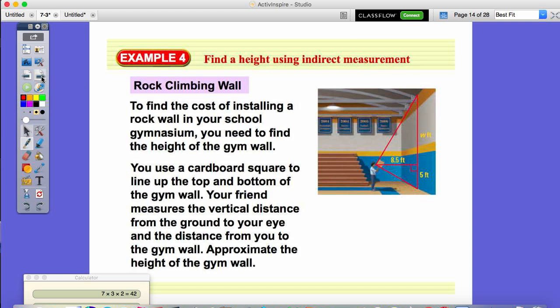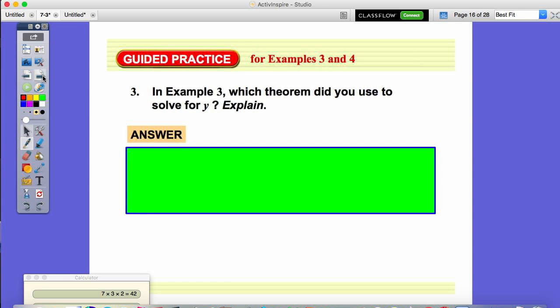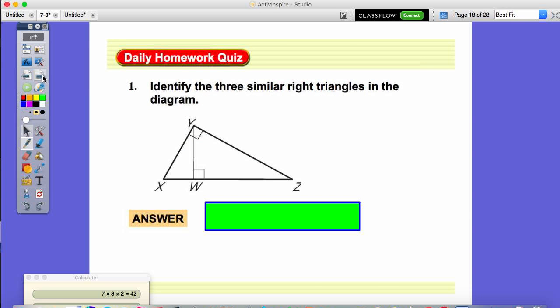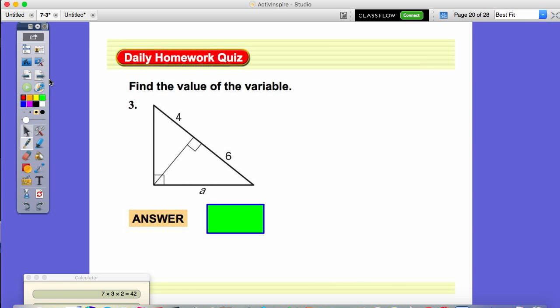Probably want a few more examples of that. We're going to skip the rock climbing wall and do that another day because it's a real world problem. It gets much more confusing. But we can look at this problem here, which involves finding a leg. So we want to find leg A. In a minute, we could also find leg B, but let's find leg A. So the total hypotenuse is 10, and the adjacent leg length is 6.